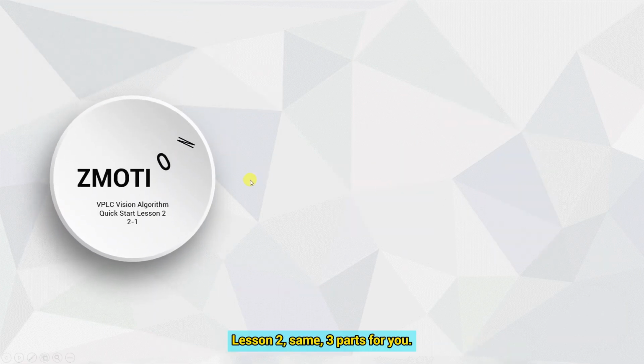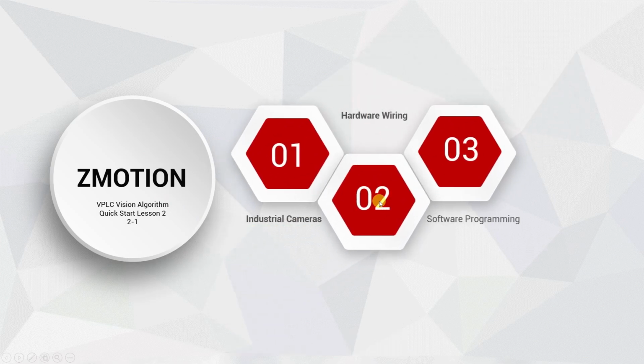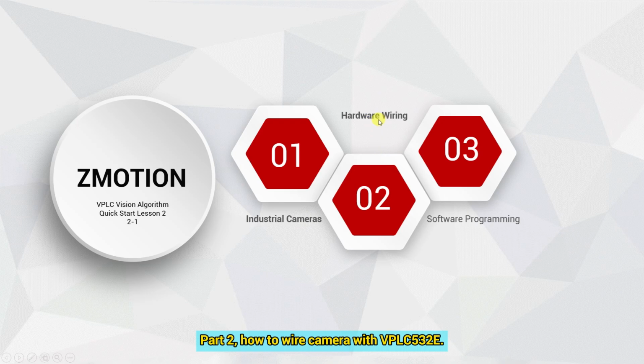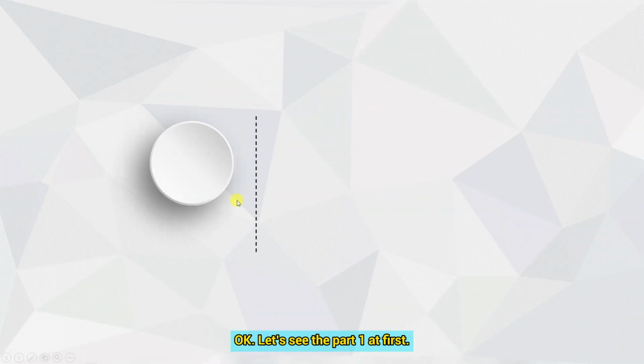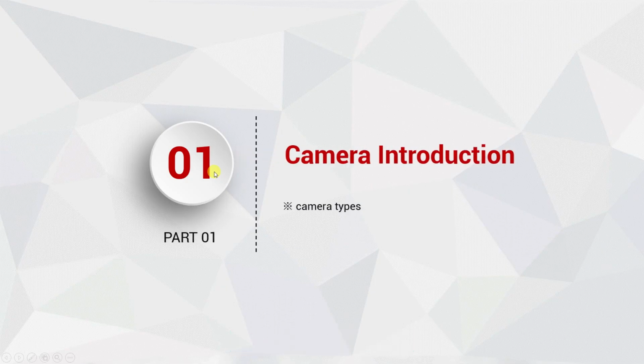Lesson 2, same, 3 parts for you. Part 1, learn industrial camera knowledge. Part 2, how to wire the camera with VPLC532E. Part 3, how to capture graphics in our software RTSys. In this video, Part 1 and Part 2 are talked about mainly. The operation will be shown in the next video. Okay, let's see Part 1 first.